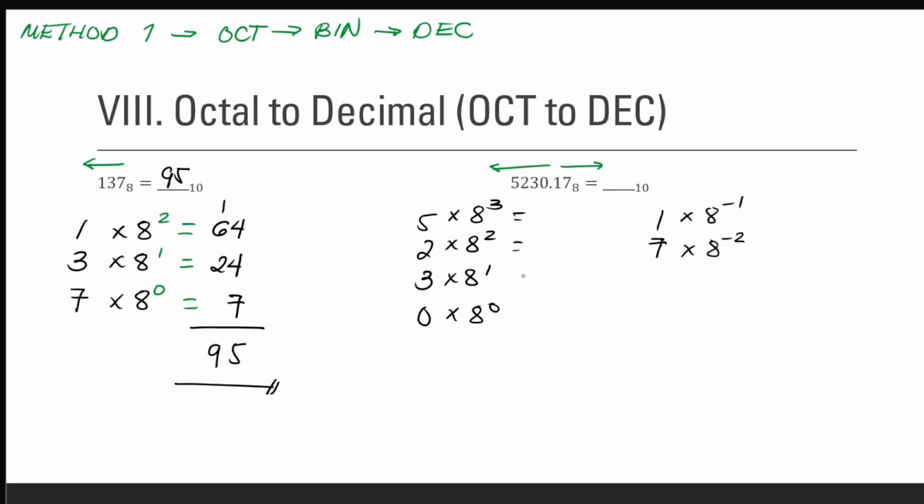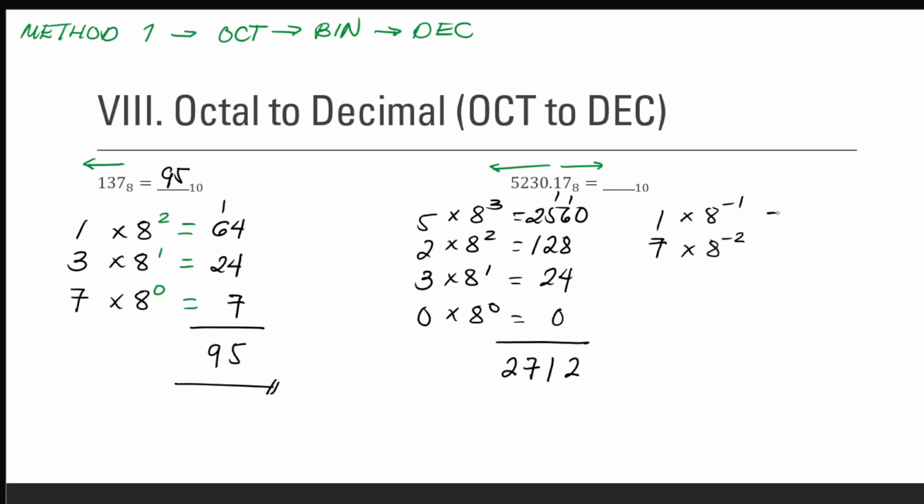So we have therefore 8 raised to 0 times 0 is still 0. 8 raised to 1 times 3 is 24. Okay, so we have 64 sa 8 squared times 2 is 128. Then we have 8 cubed times 5, that is 2,560. So just add all of this. 0 plus 8 plus 4 that is 12, carry 1. 1 plus 6 is 7 plus 2 is 9 plus 1 is 11. 1 carry 1. So we have 1 plus 5 is 6 plus 1 is 7. Then bring down 2. So ito pa lang yung sa whole number.